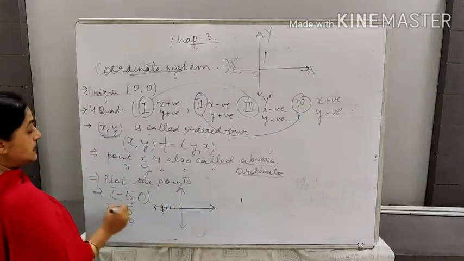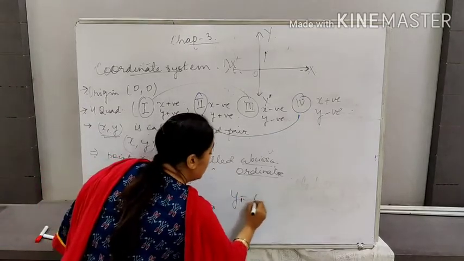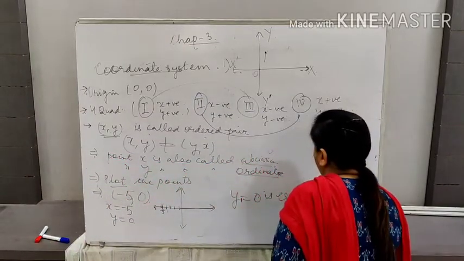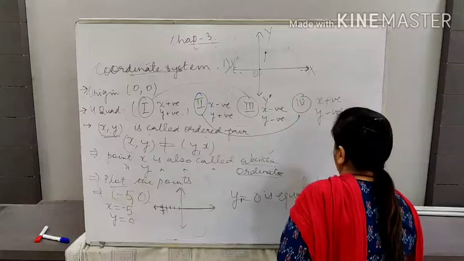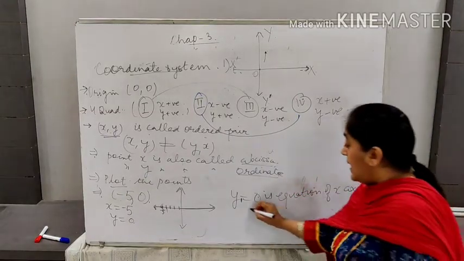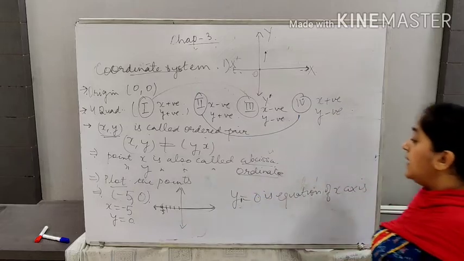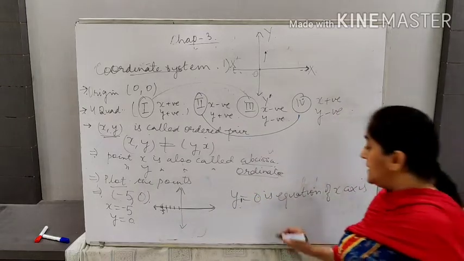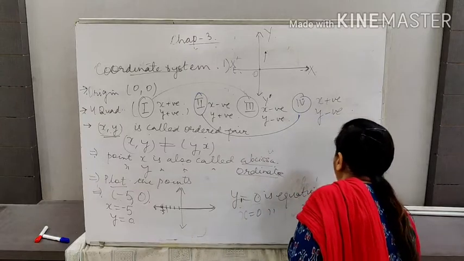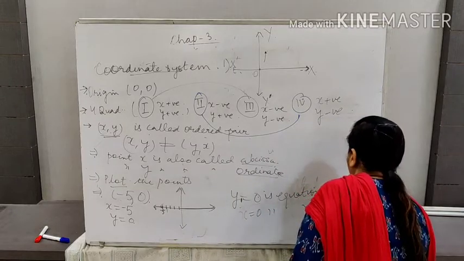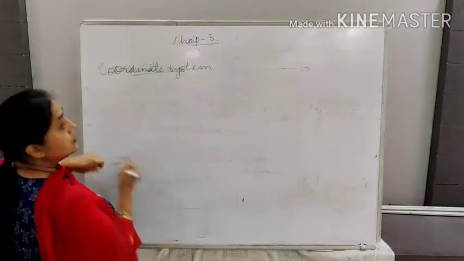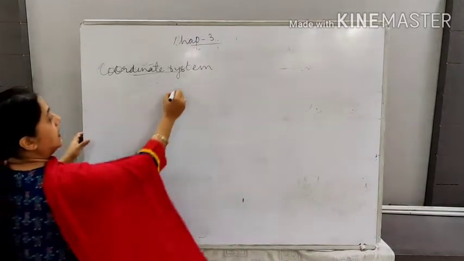Y is equal to 0 is the equation of x axis. This is the major point. Y is equal to 0 is the equation of x axis, and x is equal to 0 is the equation of y axis. Let us take up this point again.